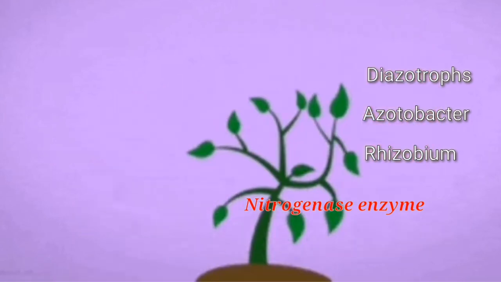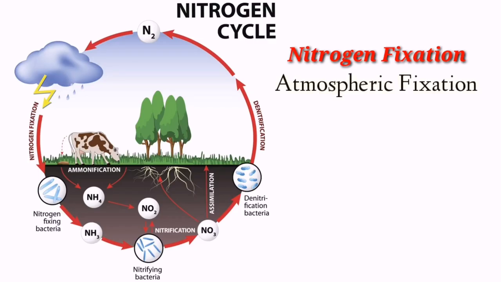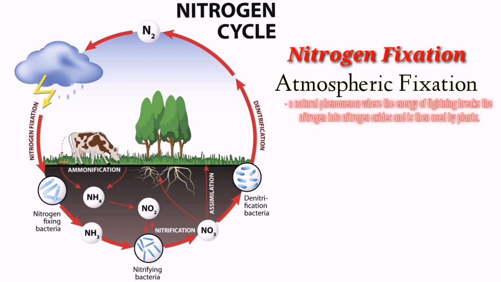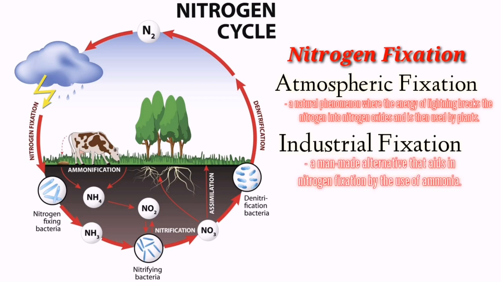There are three types of nitrogen fixation. First, atmospheric fixation. It is a natural phenomenon where the energy of lightning breaks the nitrogen into nitrogen oxide, which is then used by plants. Second, industrial nitrogen fixation. It is a man-made alternative that aids in nitrogen fixation by the use of ammonia. Ammonia is produced by the direct combination of nitrogen and hydrogen, and later it is converted into various fertilizers such as urea.